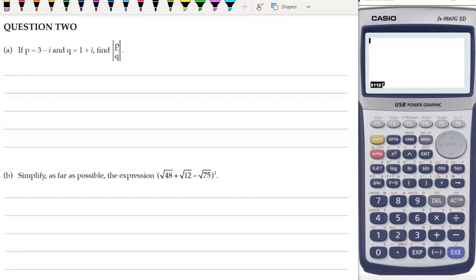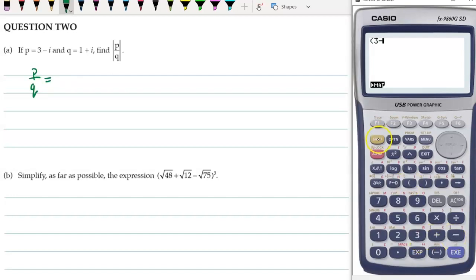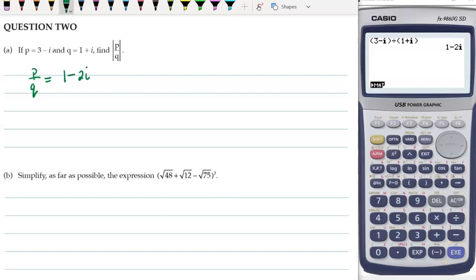Okay, for question 2a, we are on an achieved question, so I'm going to do it almost entirely on the calculator. So first of all, we'll write P over Q, and we're going to do 3 minus i divided by 1 plus i, which is equal to 1 minus 2i.